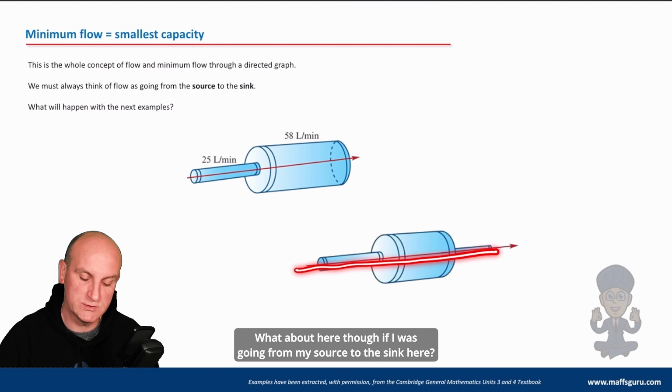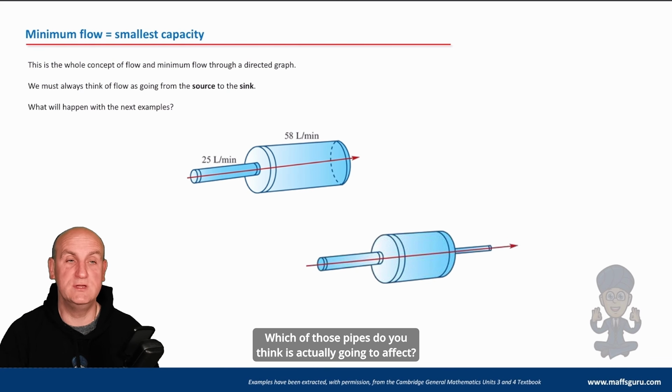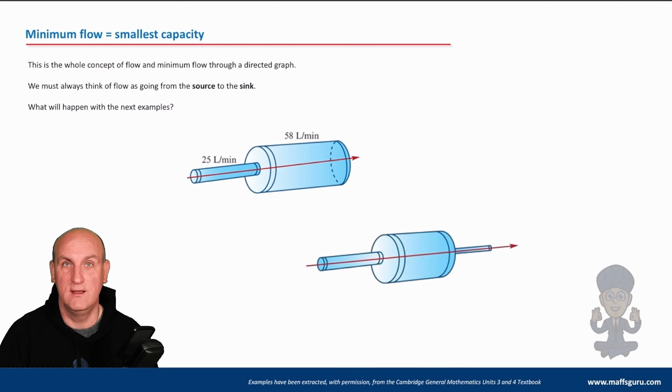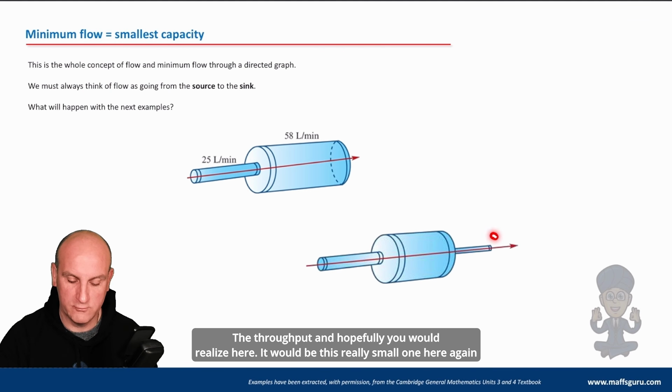What about here though? If I was going from my source to the sink here, which of those pipes do you think is actually going to affect the throughput? And hopefully you would realize here it would be this really small one here.